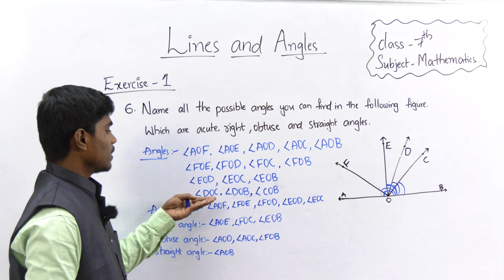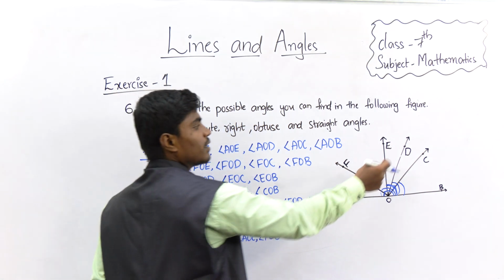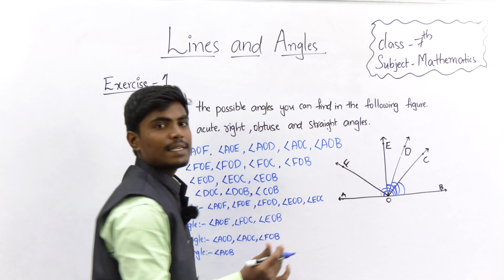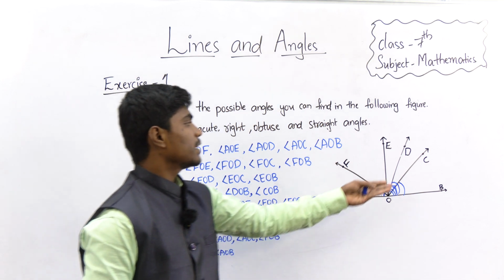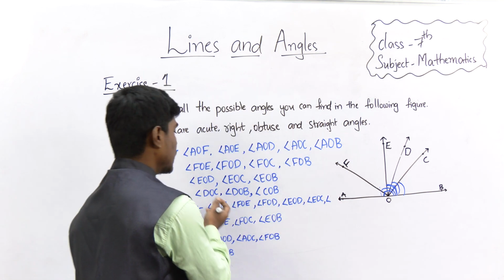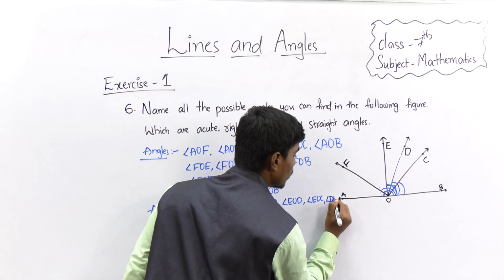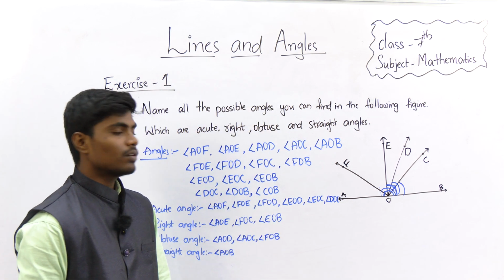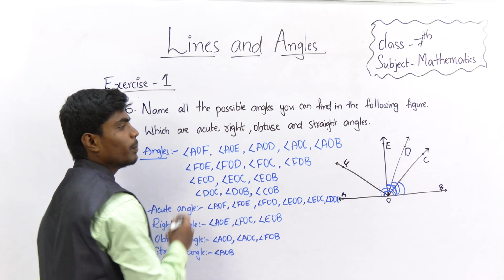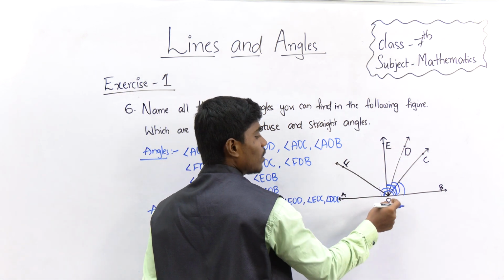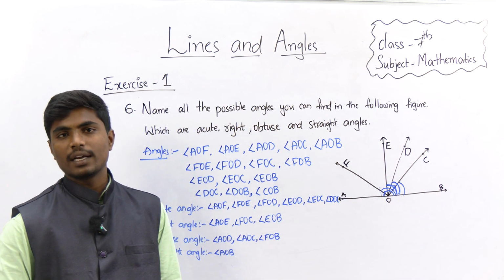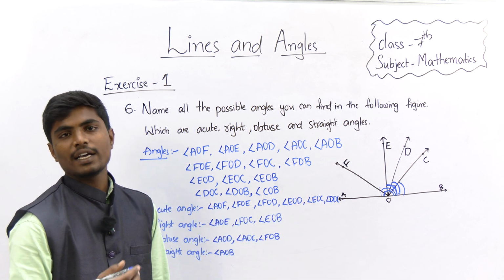Okay. Next, DOC. This angle is less than 90 degrees, so this is an acute angle. So angle DOC is also an acute angle. Next, angle DOB. Here this angle is also less than 90, so this is also an acute angle.